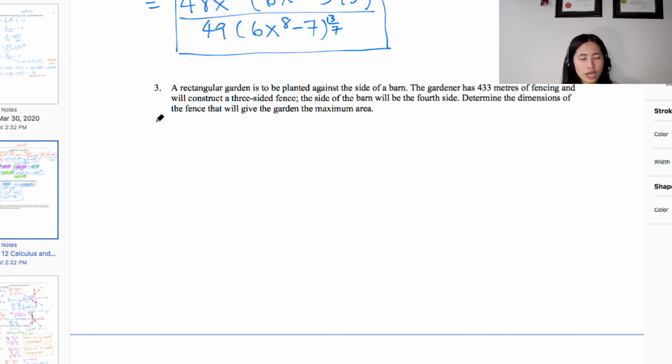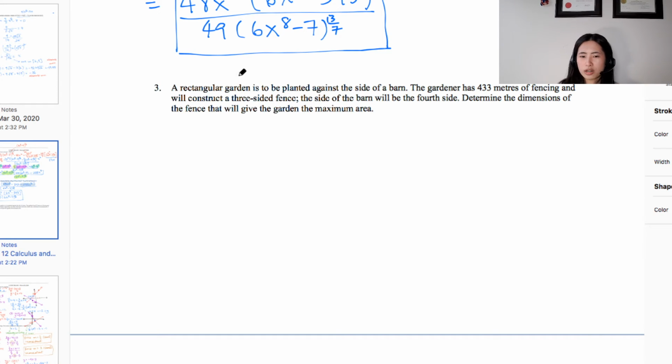So let's look at this garden. We have a rectangular garden. It's to be planted against the side of a barn. The gardener has 433 meters of fencing and will construct a three-sided fence. The side of the barn will be the fourth side. Determine the dimensions of the fence that will give the garden the maximum area.